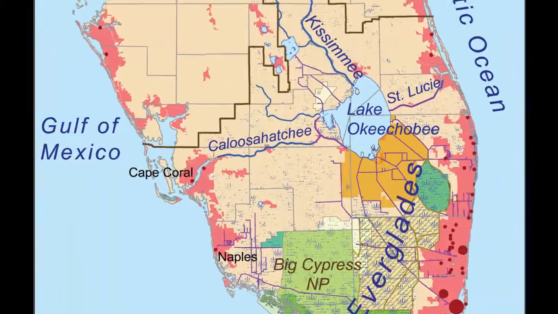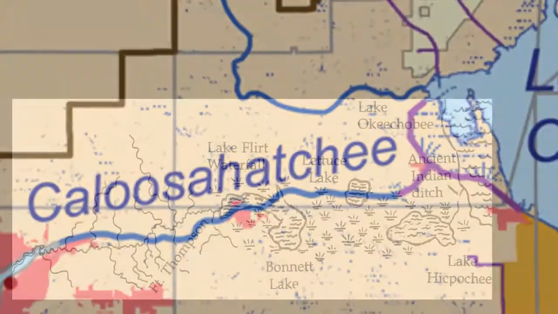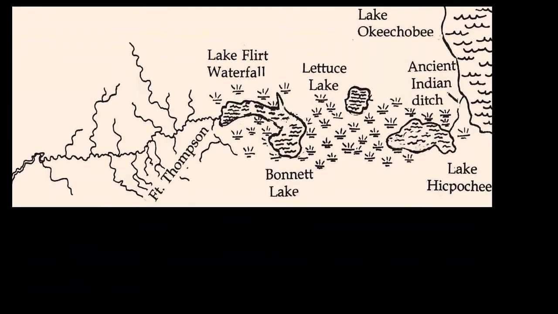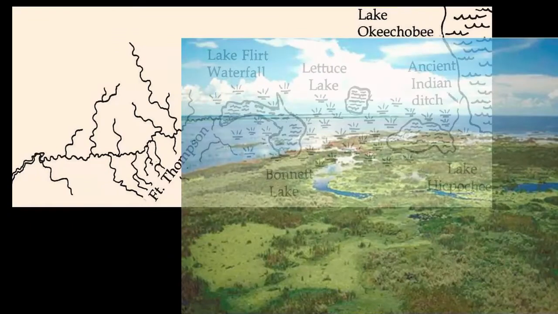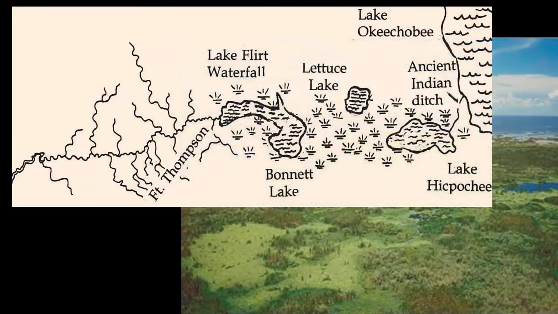Diston's first project was to connect the Caloosahatchee River to Lake Okeechobee. The historic Caloosahatchee did not have a navigable connection to Lake Okeechobee. It was fed by a waterfall on the western edge of a series of lakes and marshes, part of the western Everglades that wrapped around the west side of Lake Okeechobee. When Lake Okeechobee water levels were high, water from the lake would flow west through the lakes and marshes, over the Fort Thompson waterfall at Lake Flirt, and then into the Caloosahatchee.